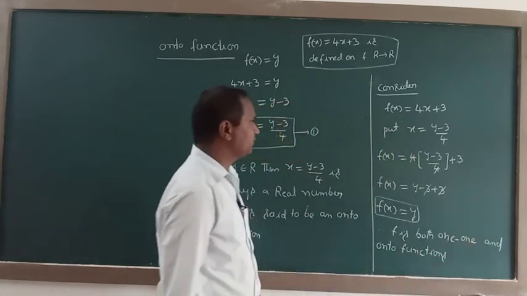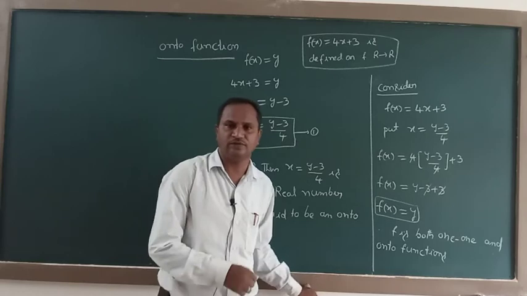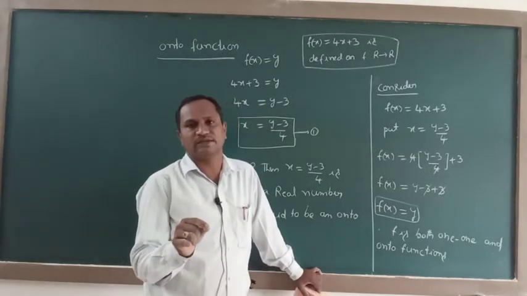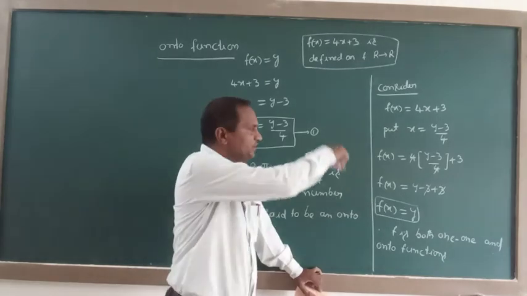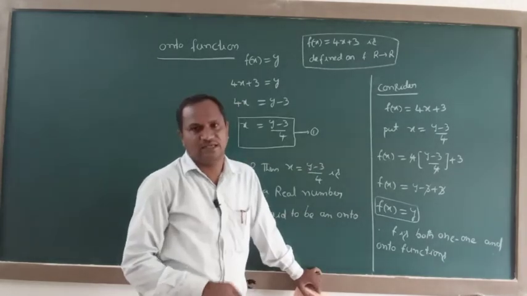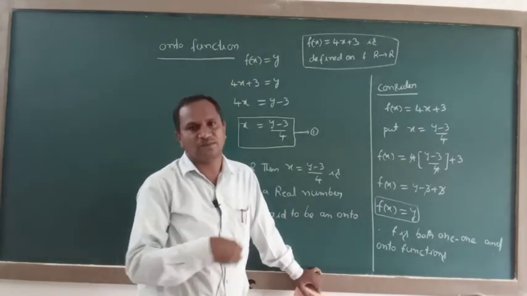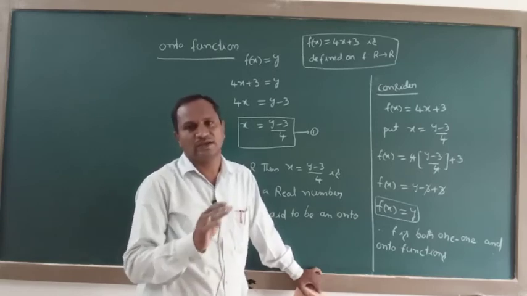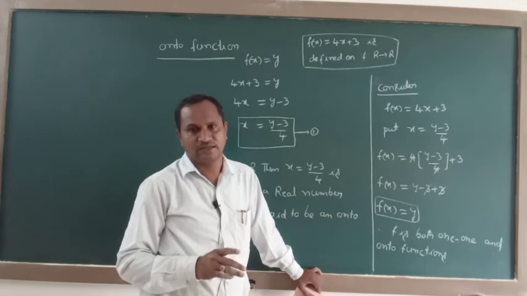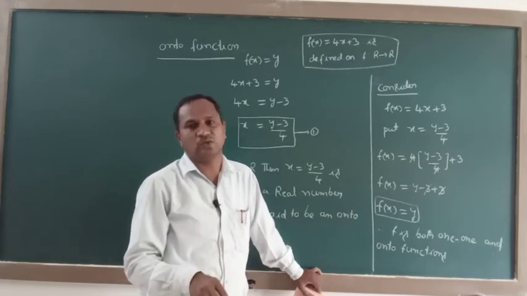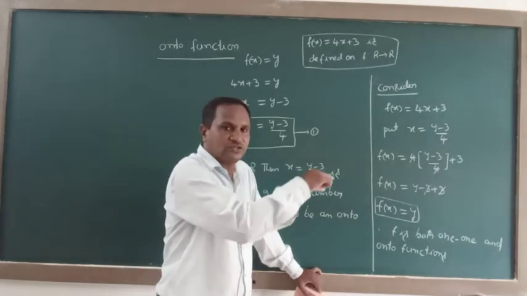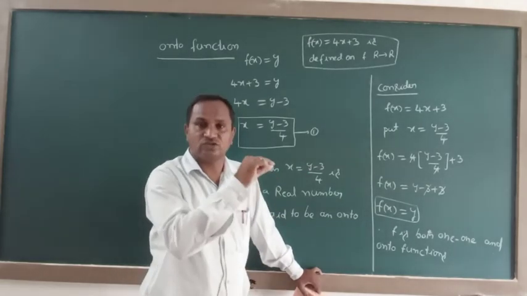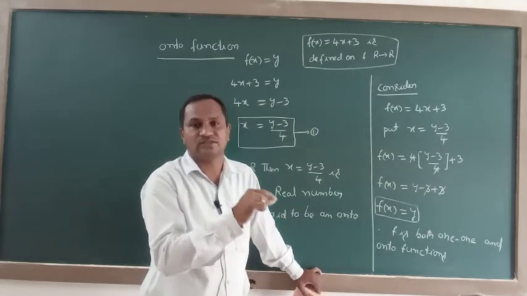F is both one-one and onto functions. For a function f to be onto, we have to give verification. If it is not an onto function, we can stop there, no problem. Therefore f is not an onto function, I can stop at that. If f is onto, only then we must give verification for that function, that is we must prove f of x equal to y.